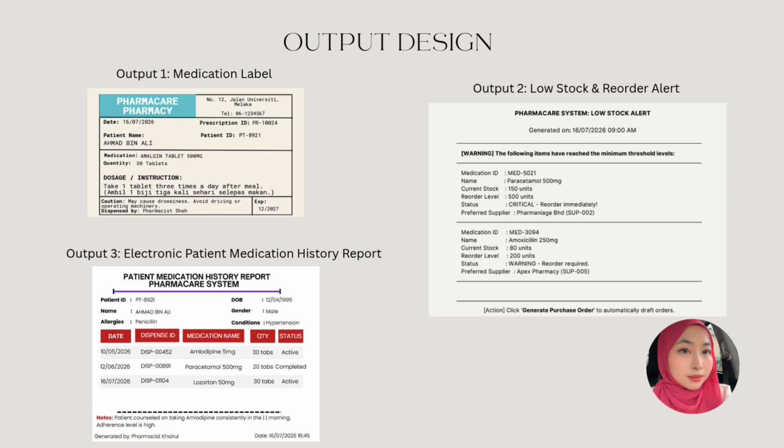The third output is the electronic patient medication history report. This final output is a comprehensive report that shows a patient's medication history, allergy information such as penicillin, and notes on past medication consultations. This report is important to help pharmacy officers make more accurate clinical decisions for patients safely.